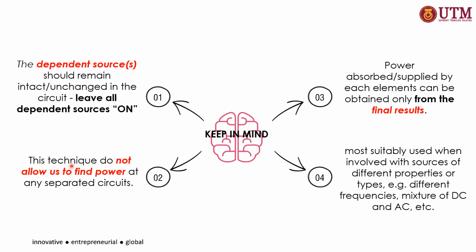And this technique does not allow us to find power in any separate circuit. So for the superposition theorem, we cannot use it to find the power. But in order to find the power either absorbed or supplied by each element, we can obtain it only from the final result, either voltage or current. It is more suitably used when involving sources of different property or type, for example, different frequency, or a mixture of DC and AC.